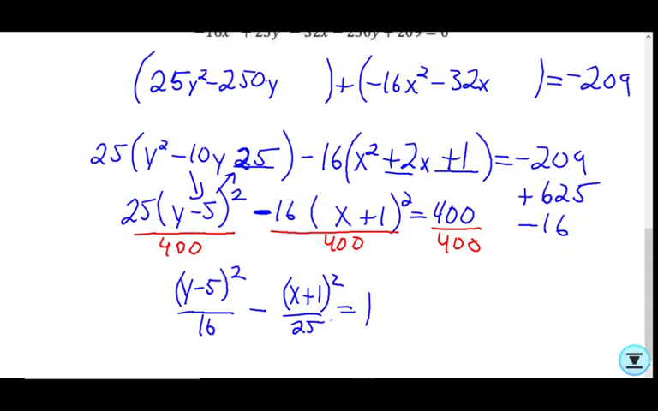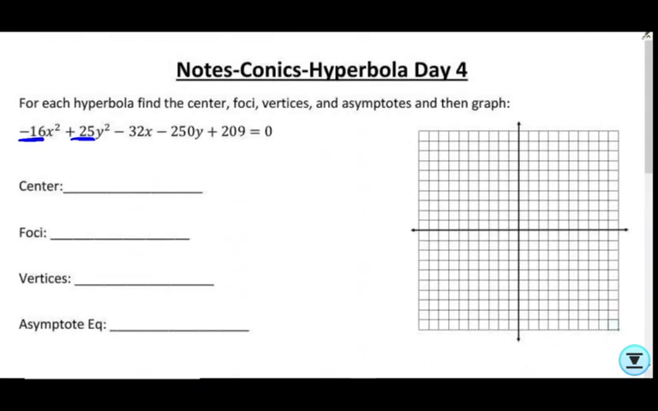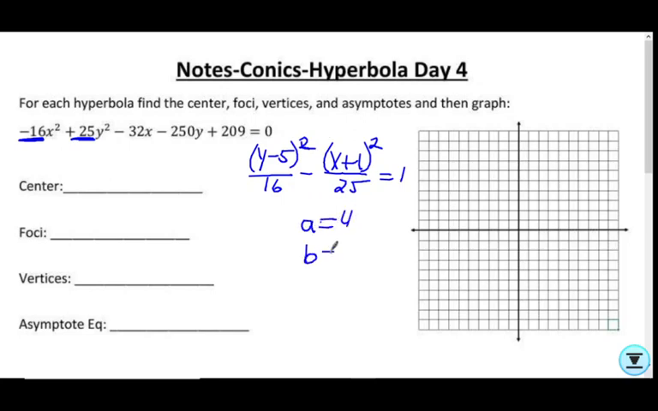The whole reason I put the y first is because I saw that negative in front of the x, and I knew that was going to be what needed to be second. Normally I'd put the x first, but since the x was negative, I put it second. So here we go. I'm going to write the equation again: y minus 5 squared over 16 minus x plus 1 squared over 25 equals 1. Which means a is 4, b is 5, and c is the square root of 41.